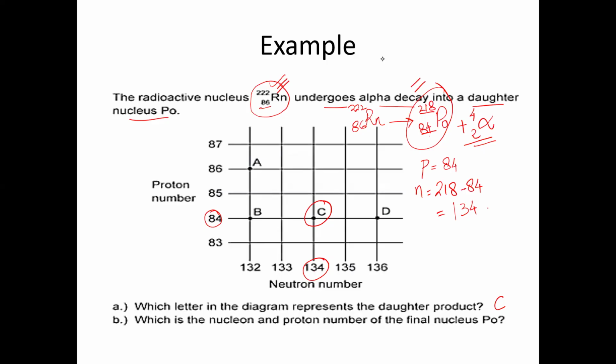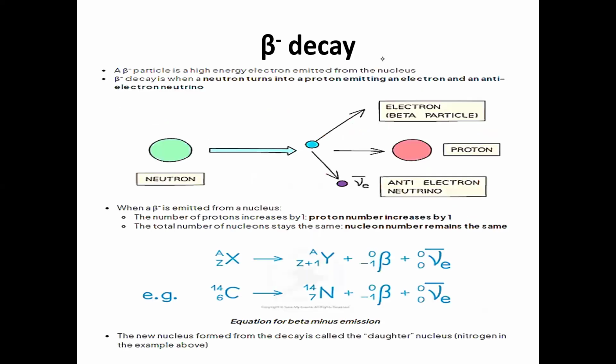Okay, next we will be having beta negative decay. So what happens in the case of beta negative decay? You have to memorize these statements because they generally do appear in your paper as well. Whenever a beta negative decay is going to happen, what is the meaning of beta negative decay? It means that as a result of radioactivity, a beta negative particle will be produced.